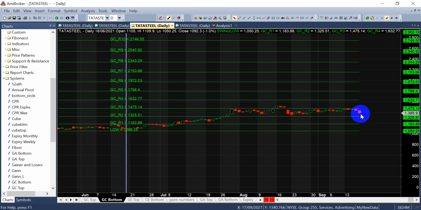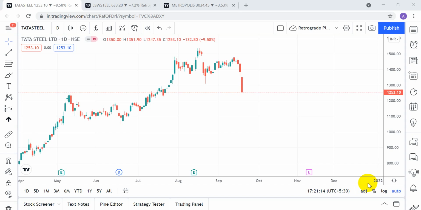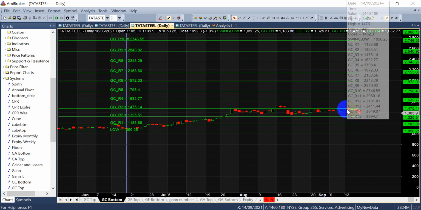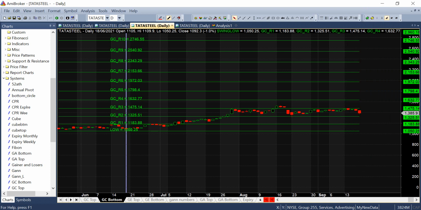Today's data is not updated here, but if I check in TradingView, at 1325 we got an opportunity to short today, and from there it has gone all the way to 1253. I'm looking for a target of 1183. Let's see whether it comes tomorrow or not. For people who are short, use 1325 as your level, and for people who know Gann price and time squaring, this level was very important.